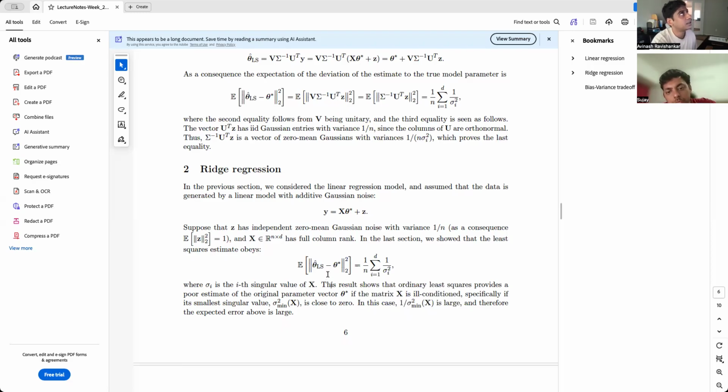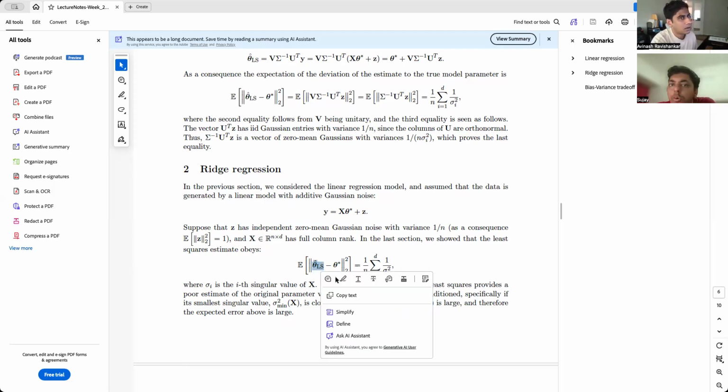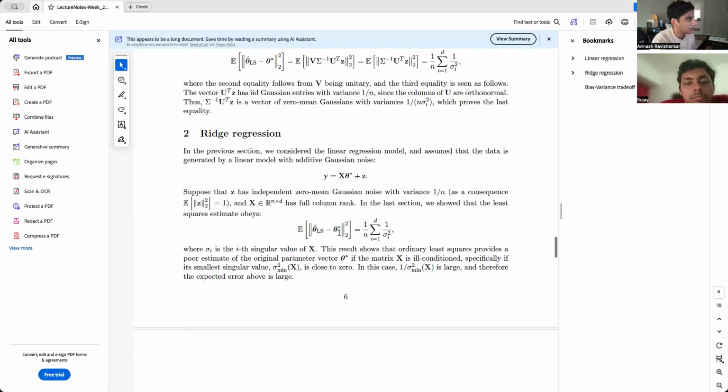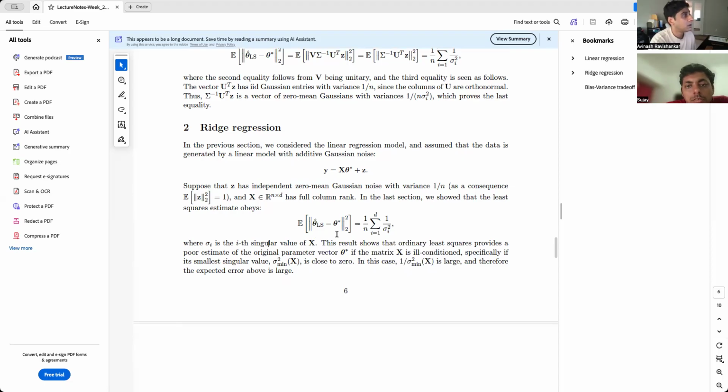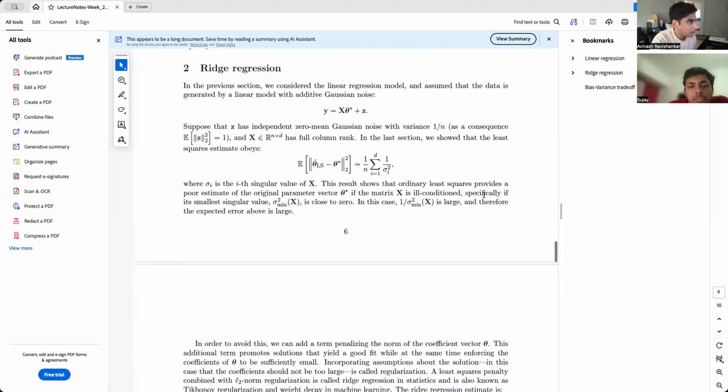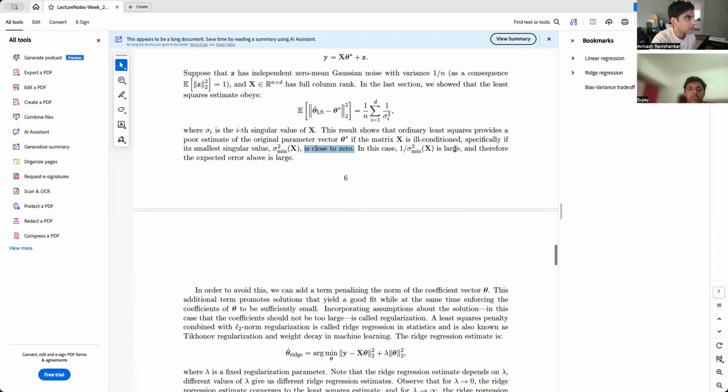This is not least squares, though. Least squares is minimizing the error in the y space. This is the mean square error in the theta space. Okay, this makes sense. Specifically, the smallest singular value is close to zero, just like you were saying. So that's what matters. In this case, 1 over sigma squared is large, and therefore the expected error above is large. Okay, good.